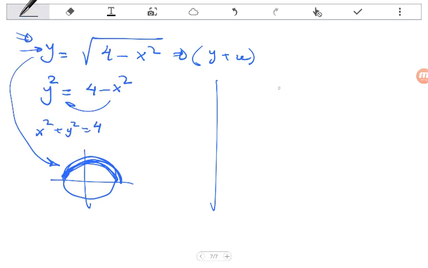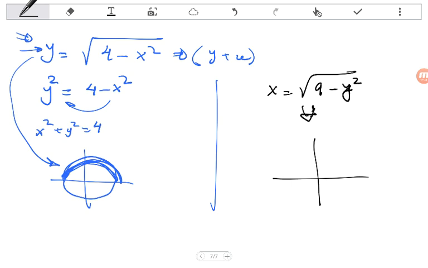If the circle was expressed like this, x is equal to root of 9 minus y squared, what would this expression denote? It will be a half circle too. Take this circle with the radius 3, but which part of the circle would it be? Yes, it will be the right side only. Why? Because I'm telling you here that x is positive, so I'm talking about the positive side only, or the right side only of the circle.